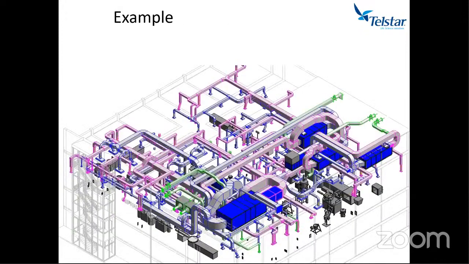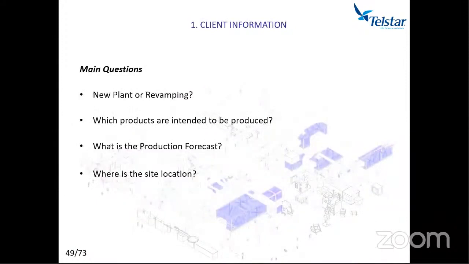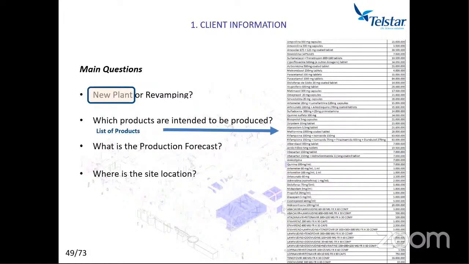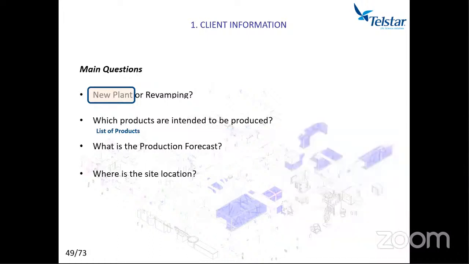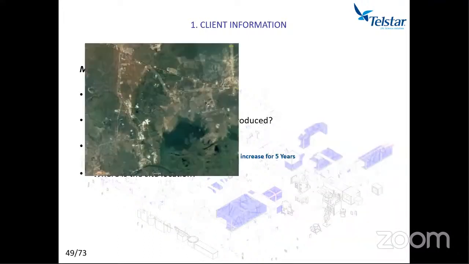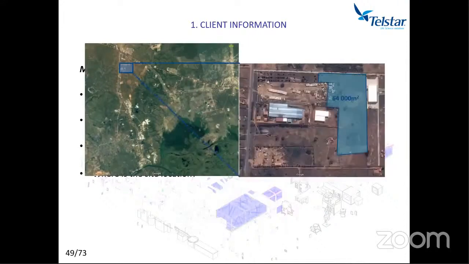Let me show you an example, very easy to understand. In this example, we were talking about a new plant. When we talk about a product, we receive a list of products with the forecasted amounts to be produced, and they gave us a site location. As you see, it's in the middle of nowhere, and this was the plot, and this was the area. Sorry, 64,000 square meters, which is quite a large area.